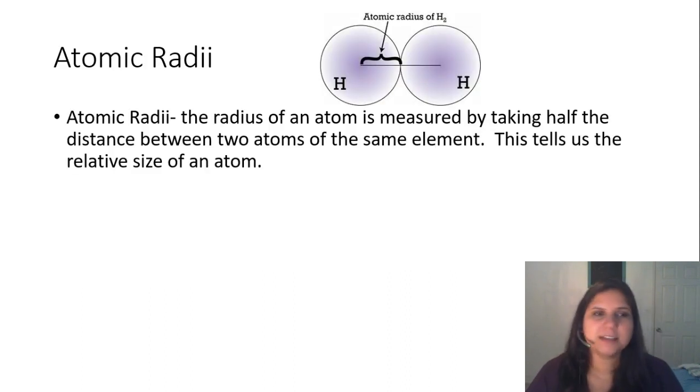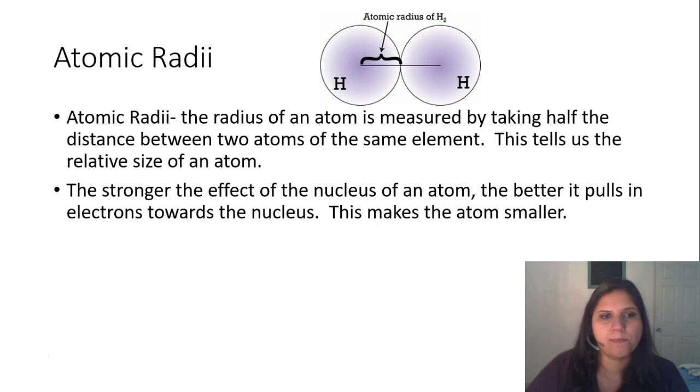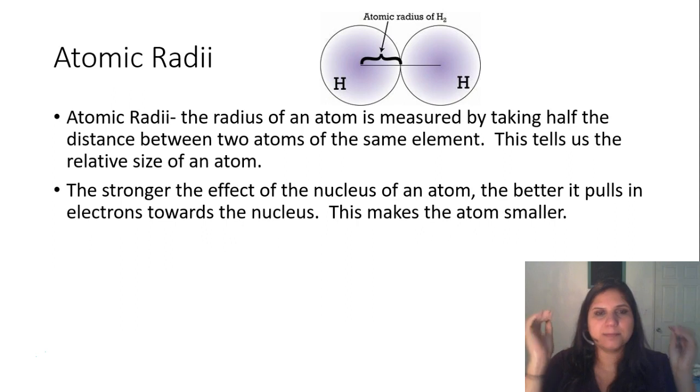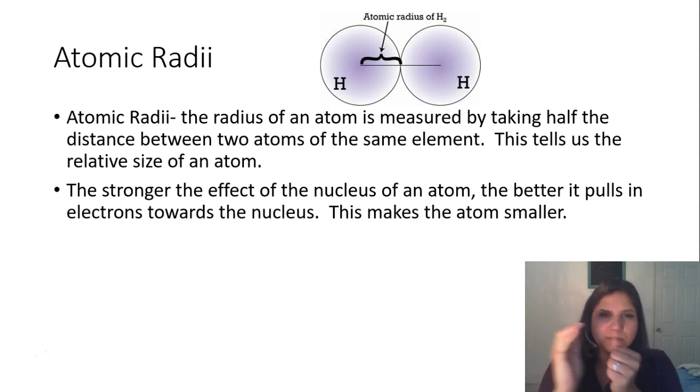Our first real trend is atomic radii. First, we need to know how that is measured, and it's measured by taking two atoms, putting them together, and measuring from nucleus to nucleus, and then cutting that distance in half to give you the atomic radius. And basically all that's telling us is how big the atom is. Something that plays a big role in the size of the atom is the pull of the protons in the center of the atom for the electrons on the outside. And so the stronger the pull, the smaller the atom gets because those electrons are being attracted to those protons.